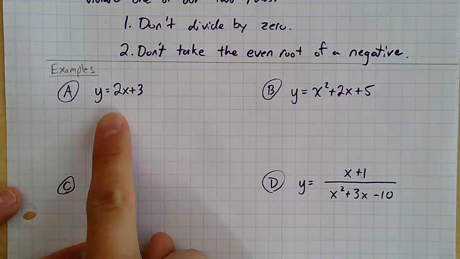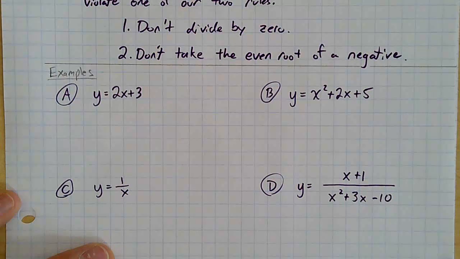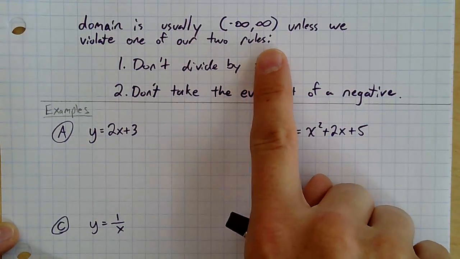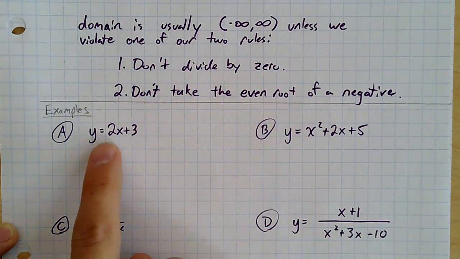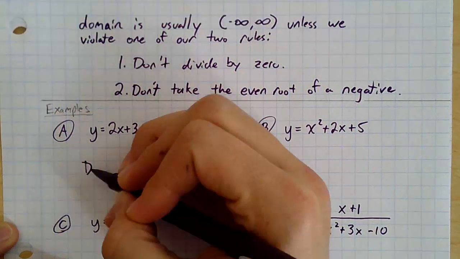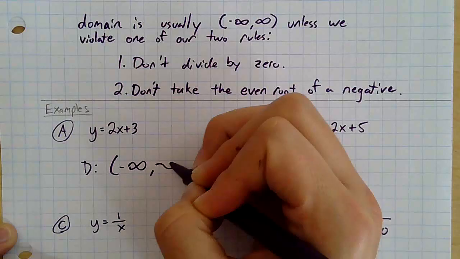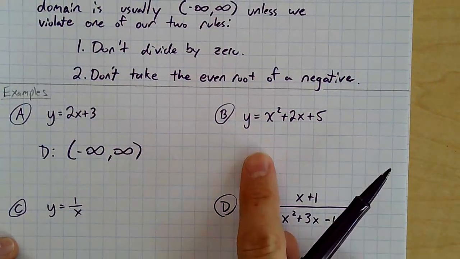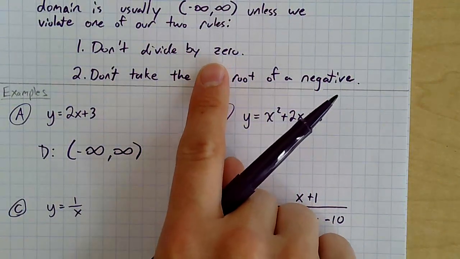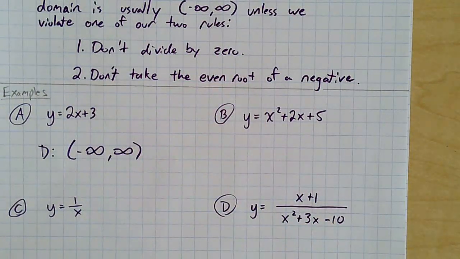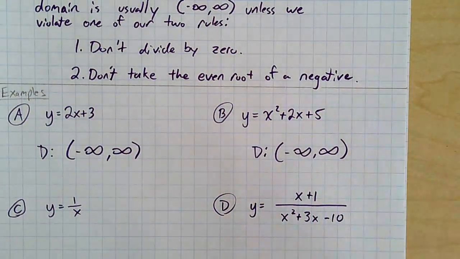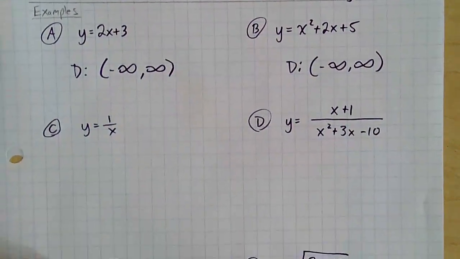Here we just have a linear function, y equals 2x plus 3. Again, we assume our domain is all the numbers unless we are going to do one of these things. There's no division here, and there's no square roots. So the domain is all numbers. Looking at the next example, we have a quadratic. Again, there's no problems, no division of x, no square roots of x. So our domain, again, is going to be all real numbers. Most functions won't have any domain issues, but let's get into some that do.